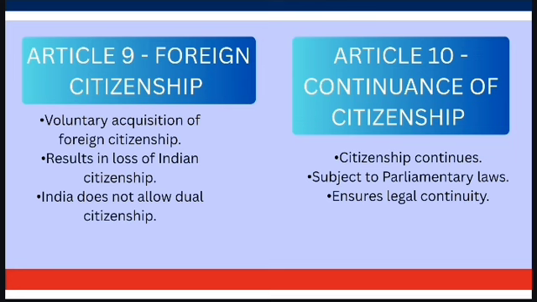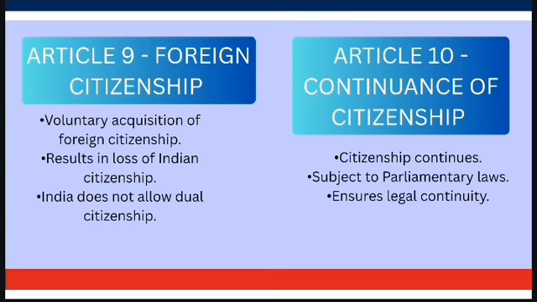Article 9 and Article 10. Article 9 deals with foreign citizenship. Article 9 states that any person who voluntarily acquires citizenship of another country shall cease to be an Indian citizen. India does not recognize dual citizenship in the true sense. Therefore, acquiring citizenship of another nation automatically results in the loss of Indian citizenship. This provision ensures exclusive allegiance to one country.